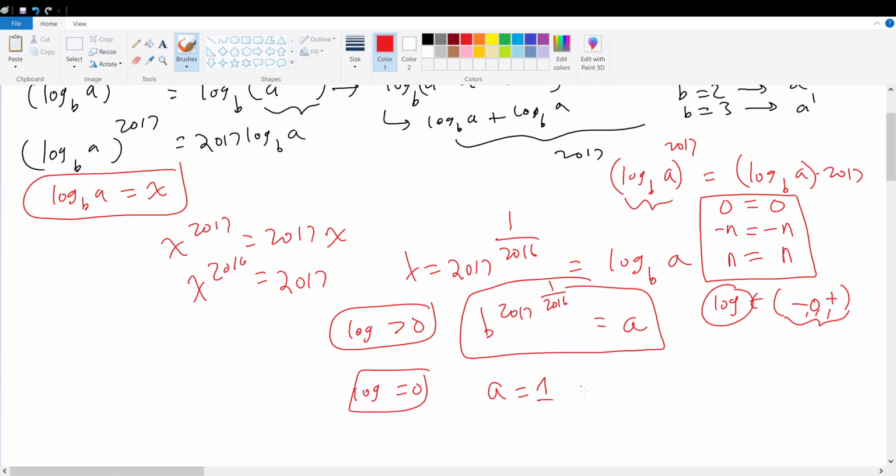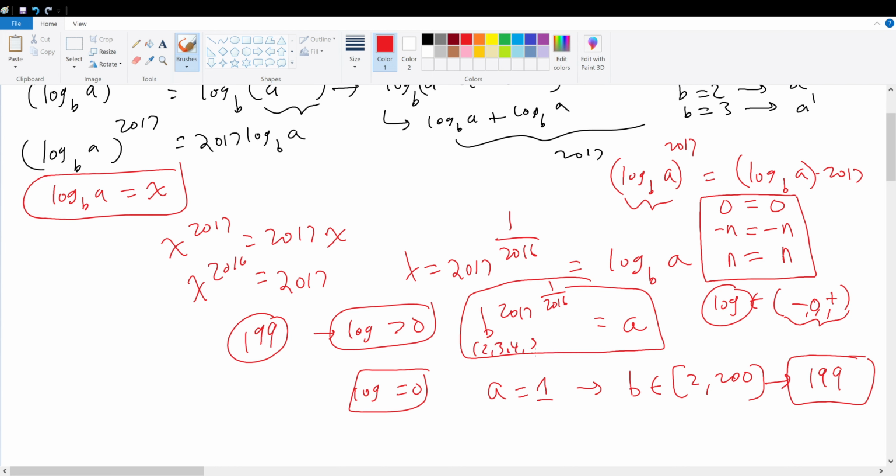So therefore, a equal to 1 will correspond with all b's in the range of 2 to 200. So this is going to give us a total of 199 distinct coordinates, because there's (1, 2), (1, 3), (1, 4), (1, 5). Basically, the number of coordinates will be the number of b values from 2 to 200, and that's 199 of them. Now let's consider the first case. That's going to be also 199, because b is going to be equal to 2, 3, 4, 5, and each of them, once you plug it in, will give a distinct value for a.